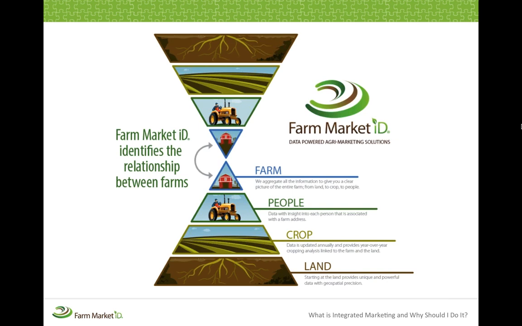So with the data and what you can do from a geospatial and integrated manner is to go from the land to the crop, to the people, to the farm. And then with that interlinking data, we can identify farms that are related to each other, providing you the strategy that you need to be successful.